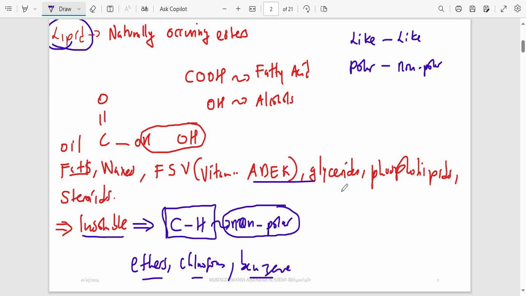What are the functions of lipids? Number one, if you know, feel free to comment. If your mic or your camera is on, kindly just switch them off, but if you want to answer, please feel free to ask. Anyone who knows any function of lipids, any.